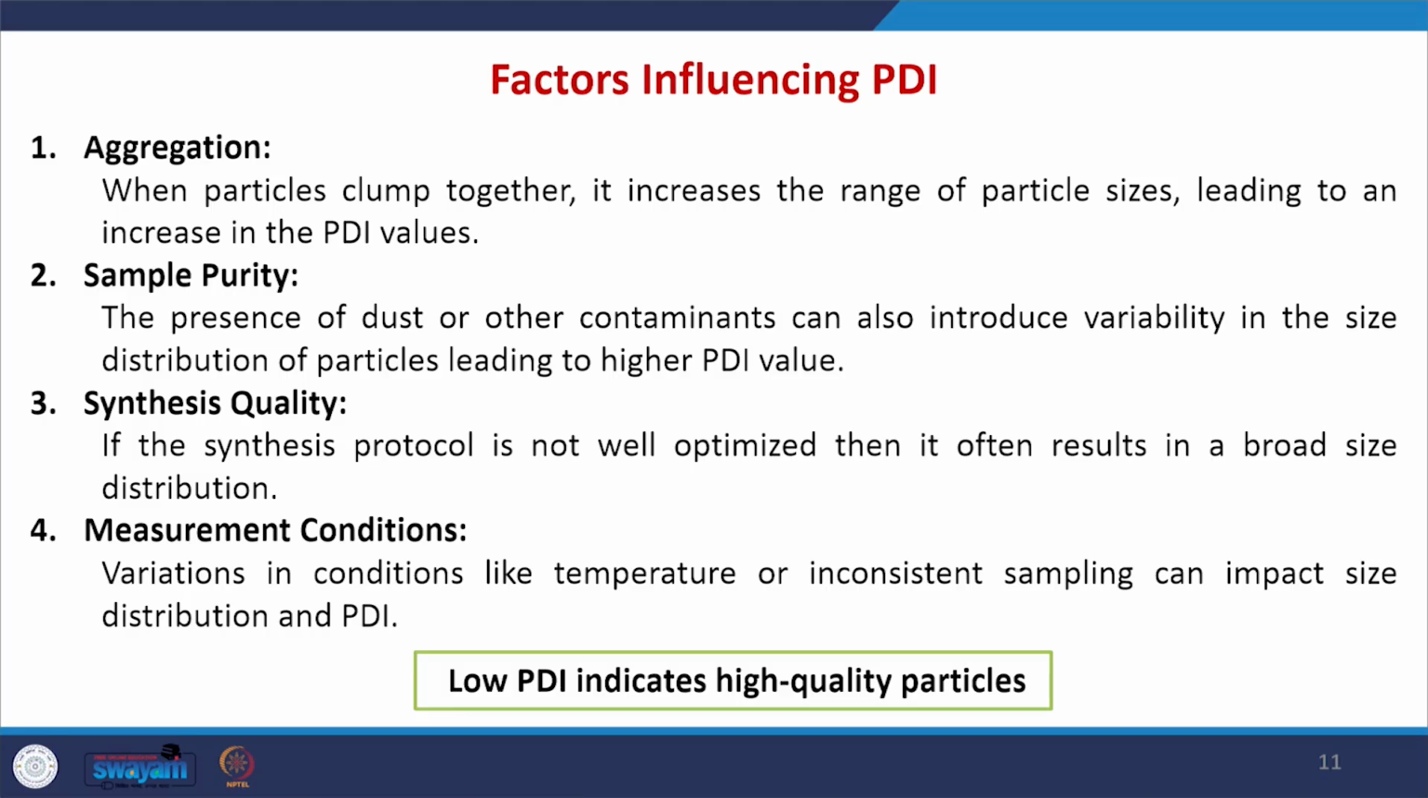Let us see what are the various factors influencing the PDI. The first one is aggregation. When the particles clump together, that leads to an increase in the PDI value. The next one is sample purity. If there is contamination or any dust, that will also lead to a higher PDI value. The third one is synthesis quality. If the synthesis protocol is not well optimized, that leads to a broad size distribution. The fourth one is measurement condition. If there is a variation in conditions like temperature or inconsistent sampling, that leads to different sizes, and that will affect the PDI. Here a low PDI indicates high quality, uniform size nanoparticles.